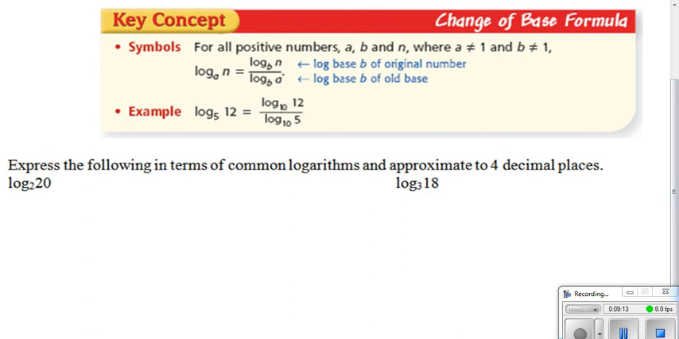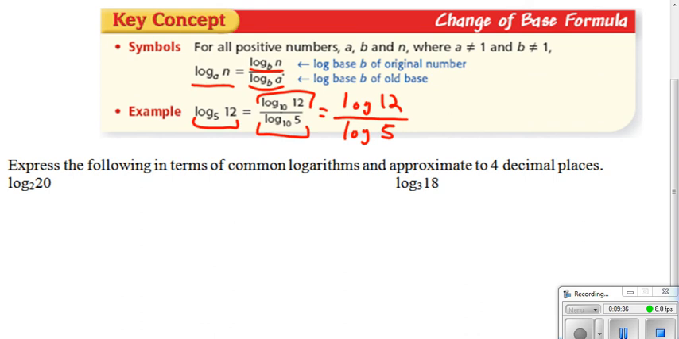So again, that would, for example, look something like this. If we had log base a of n, that would be log base b of n over log base b of a. So if we had log base 5 of 12, we could say log base 10 of 12 over log base 10 of 5, which in our calculator would just look like log 12 over log 5. Nice and easy. So let's do some examples of these on our own.